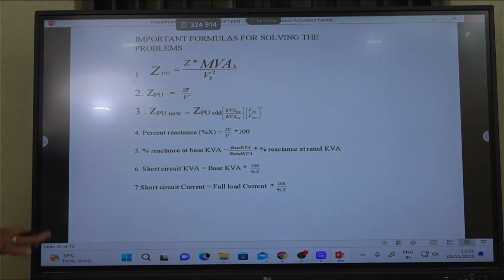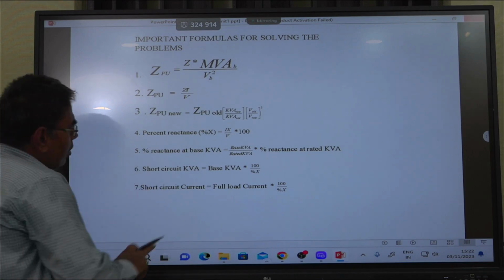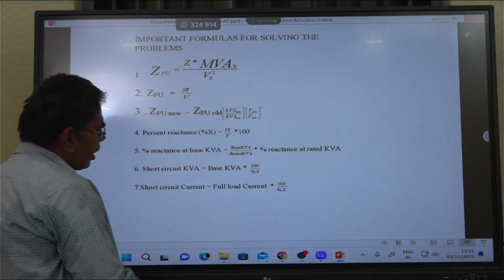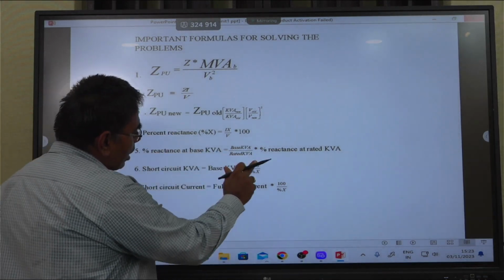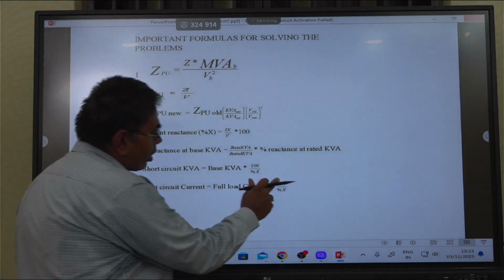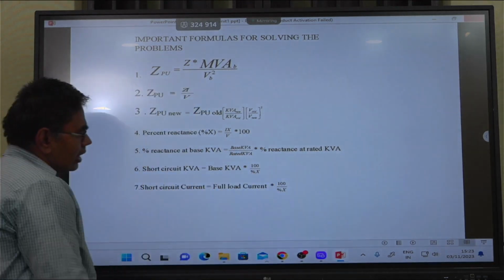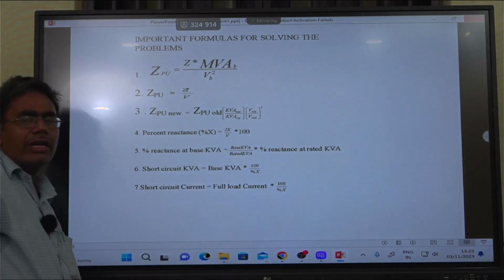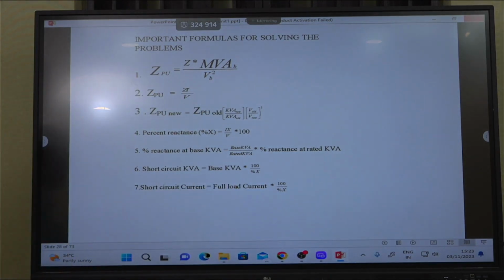Finally, we will calculate two important quantities: short circuit kVA and short circuit current. Short circuit kVA is equal to base kVA into 100 divided by percentage reactance, and short circuit current is equal to full load current into 100 divided by percentage reactance. This full load current is calculated by using the given MVA and voltage ratings.